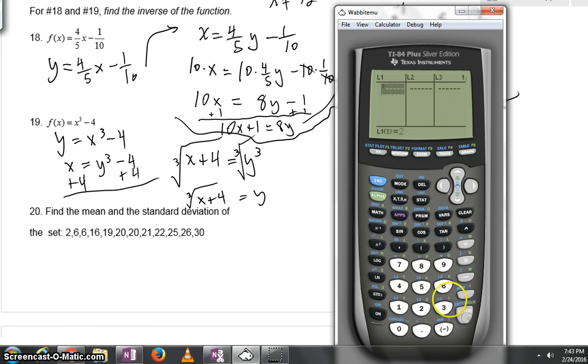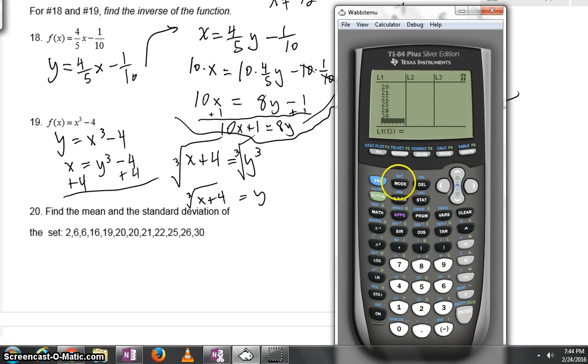But now is just where you type everything in. 2, enter. 6, enter. Just keep hitting the numbers in and hitting enter. Very nicely, you can see them as you are typing them in, so you can double check that you didn't make a silly mistake. And by the way, this is the most time consuming part of the whole process, but we're almost done. Hit 30 to wrap it up.